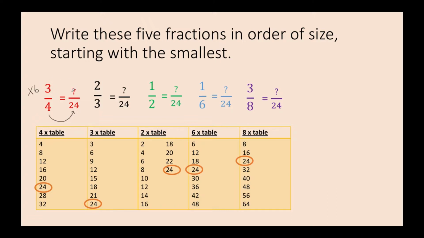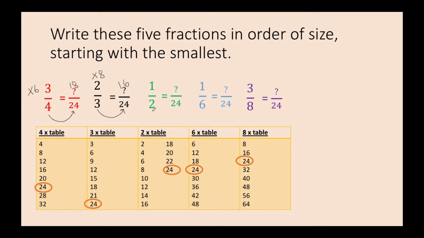And 3 times 6 is 18, so 18 will go on the top of our fraction, giving us 18 out of 24. And then here we need to think, what did I do to 3 to get 24? 1, 2, 3, 4, 5, 6, 7, 8. I times by 8, which means I need to do 2 times 8. Now 2 times 8 is 16, so 16 would go on the top of our fraction. So that would be 16 out of 24.